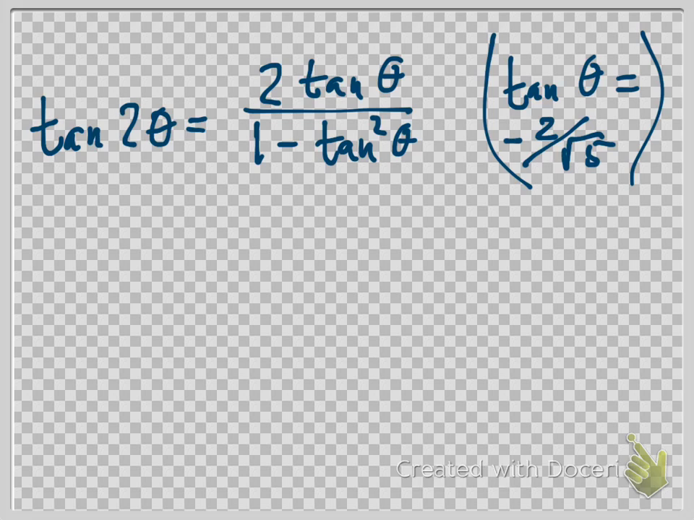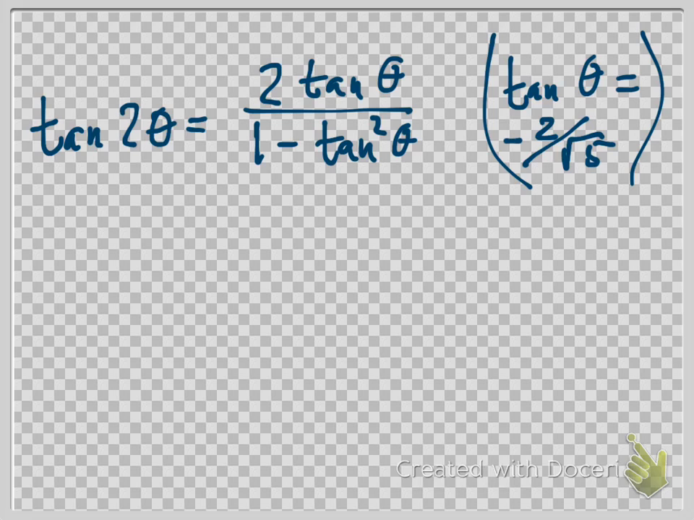So let's go on and do the third task there, which is to evaluate or calculate the tangent of 2 theta. And here's our formula, a double angle formula there. And just to remind you that the tangent of theta in our problem is equal to negative 2 divided by the square root of 5.